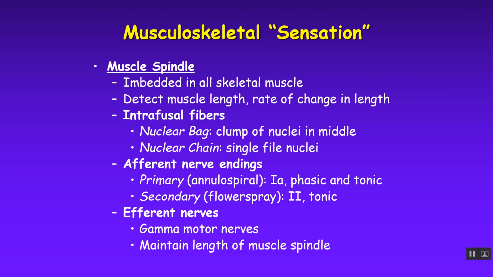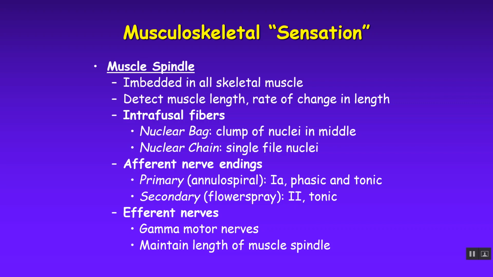You have afferent nerve endings. Those are the sensory part of the muscle spindle. This is what sends the information from the muscle spindle back into your spinal cord. Those afferent fibers carry the signals. You have what's called primary and secondary endings. These are sensory nerve endings in your muscle spindle that detect changes in the intrafusal fibers.